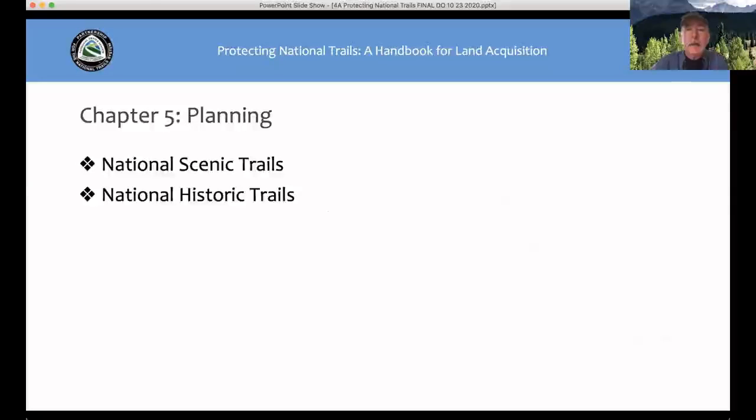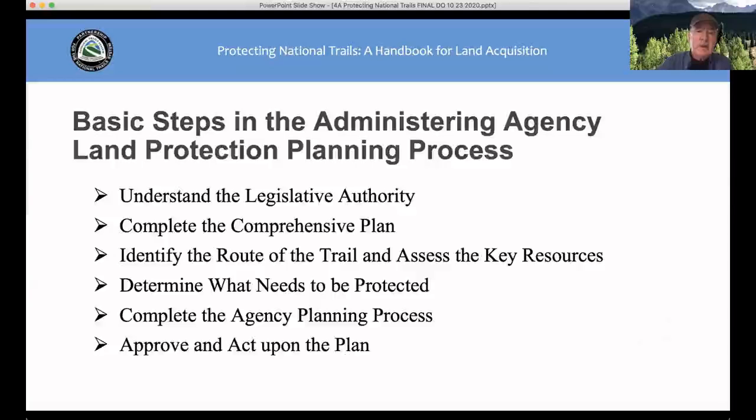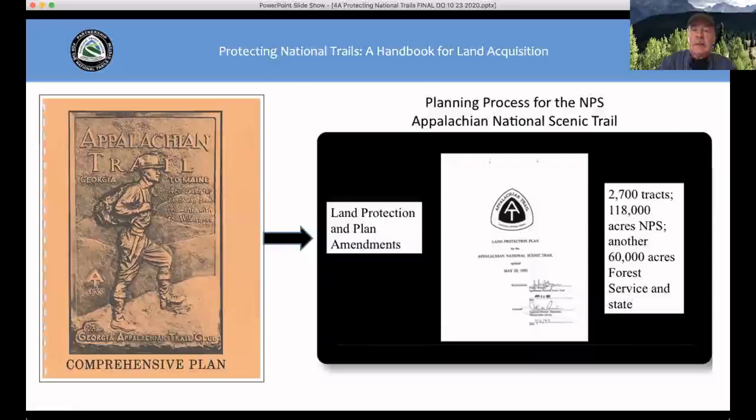Chapter 5. Chapter 5 starts to dig into the planning process for a national scenic or national historic trail and works with a number of examples. Regardless of the trail, these are the steps you need to go through. You start with the legislative authority, and you complete a comprehensive plan. You identify the route of the trail and assess those key resources that should be protected. You complete the agency planning process, and then finally, you have the clearance to go ahead and act upon that plan.